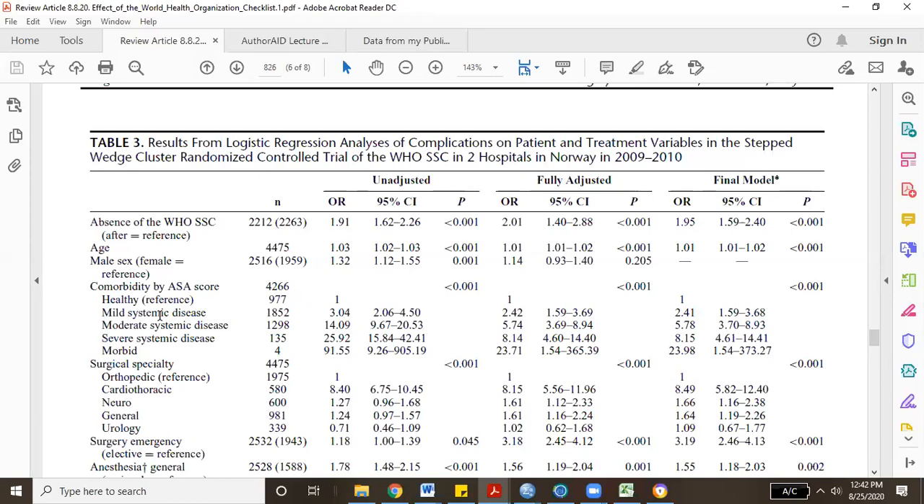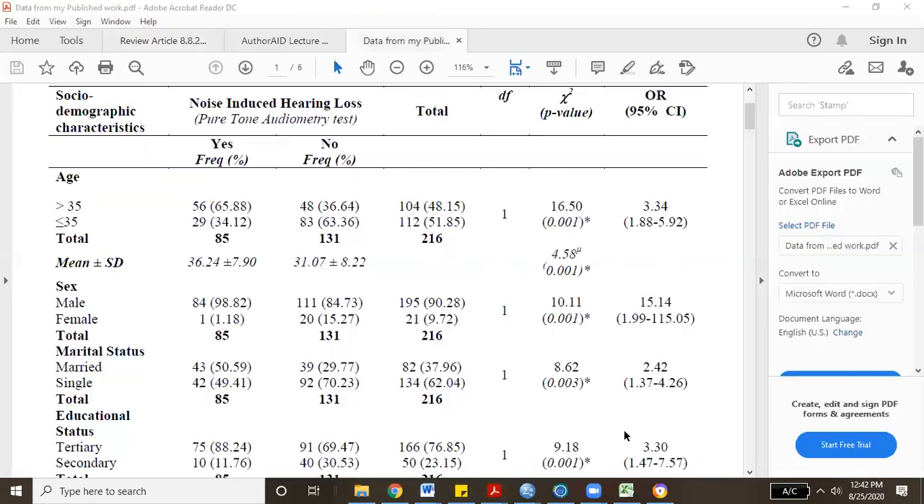But because they may all likely be found in the same patient, they might be confounding each other. So even when you have done the unadjusted, you should also do the fully adjusted, which is the multivariate. Now, I would explain this to you using my work again. If you see, I did an association between the sociodemographic variables and noise-induced hearing loss.